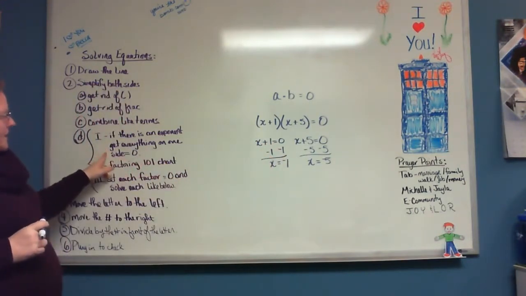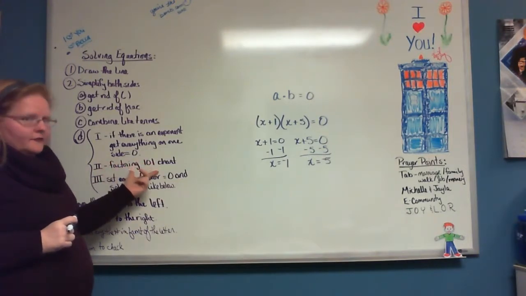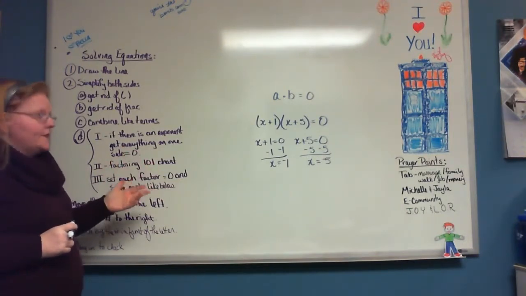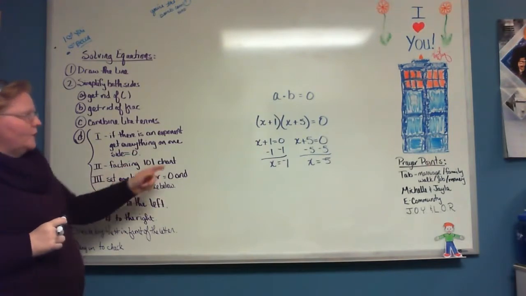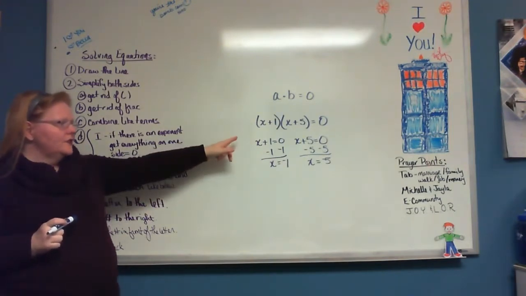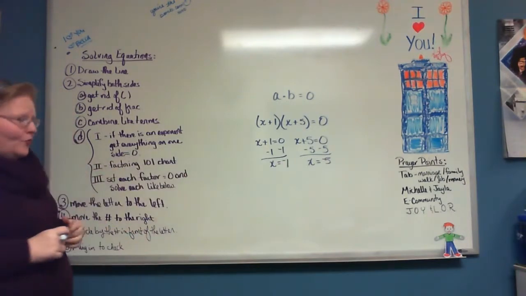So you got to make sure you get everything on one side equal to 0. Once you get everything on one side equal to 0, then you can do the Factoring 101 chart. Yeah, that's right. The whole entire chart fits in this one little spot. That's why you had to memorize it. And then you have to set each factor equal to 0 and solve each, like below, which I did there. I set each factor equal to 0 and I solved them out. So let's do a couple.